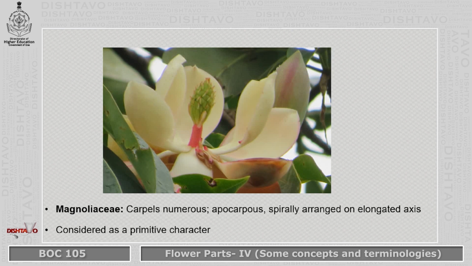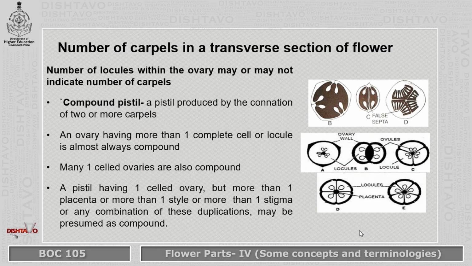So this is a flower in Magnoliaceae. You can see the extended thalamus and the numerous carpels, which are spirally arranged on the elongated axis. So as in Magnoliaceae, this is considered a primitive character. Another important character of the flower to be understood is the number of carpels in transverse section of the flower.